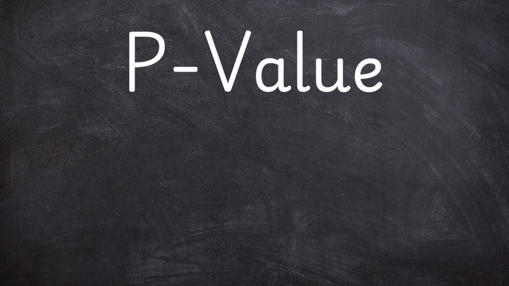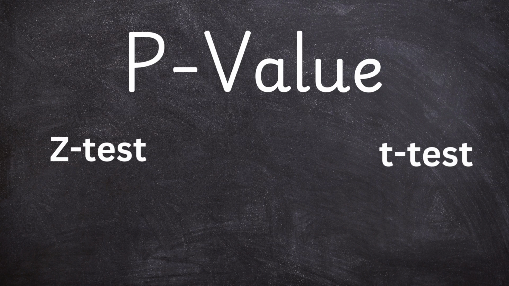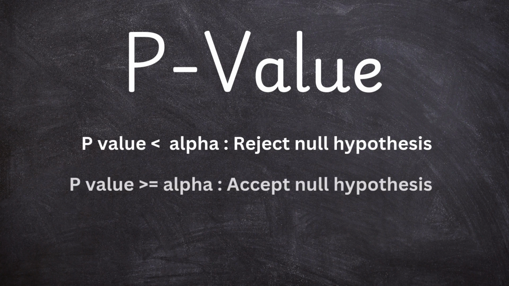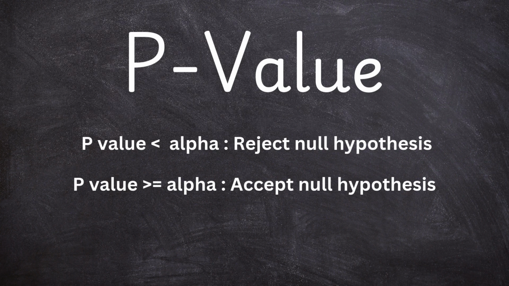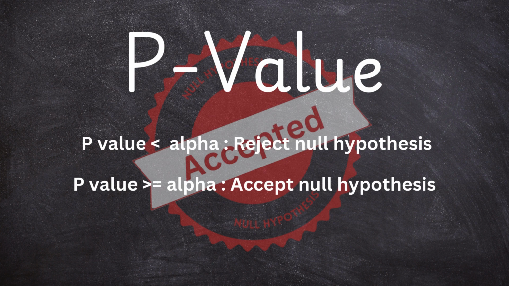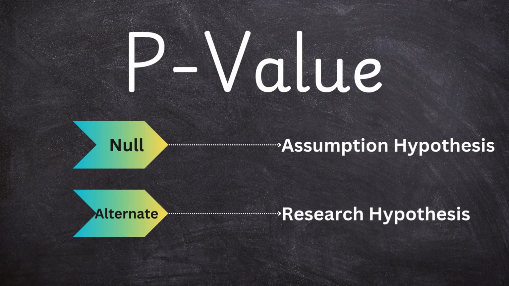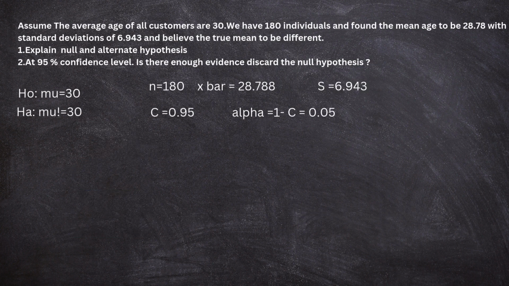Now the p-value method. In the p-value method, we need to calculate the p-value, which represents the area that corresponds to the z or t test. If the p-value is less than alpha, we are going to reject the null hypothesis. If the p-value is equal to or greater than alpha, we do not reject the null hypothesis. Usually the null hypothesis is called the assumption hypothesis, and the alternative hypothesis is the research hypothesis. This is the p-value method.